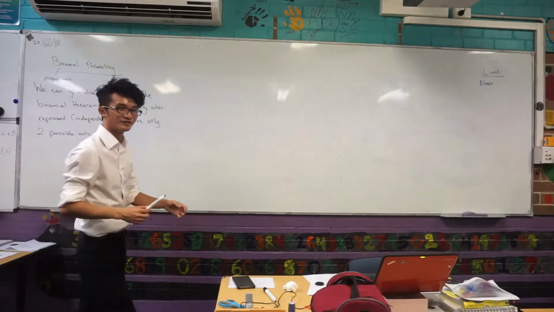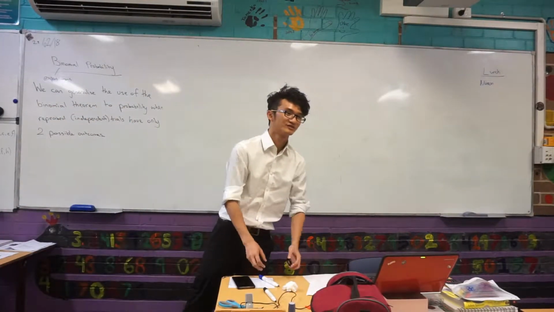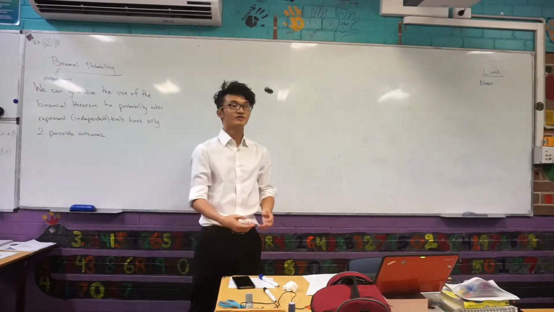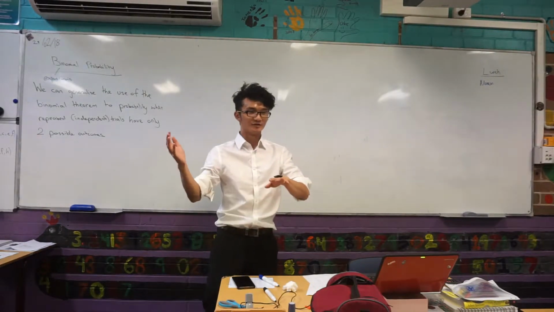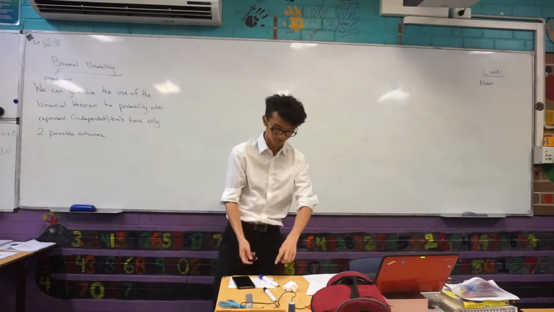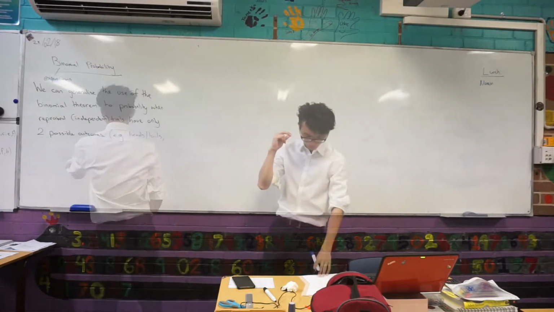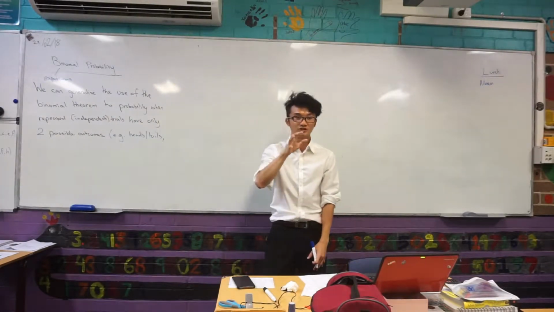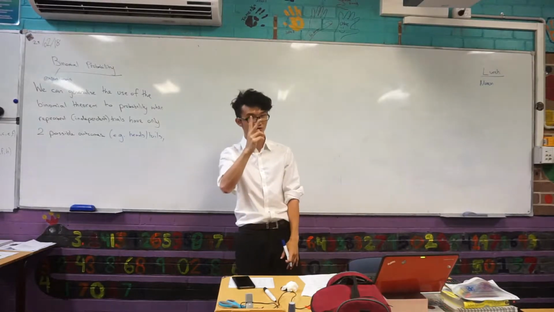What's a situation where you have two possible outcomes? Heads or tails, like flipping a coin. Is that going to be heads or tails? That's two possible outcomes. We could also generalize some situations to have only two possible outcomes.